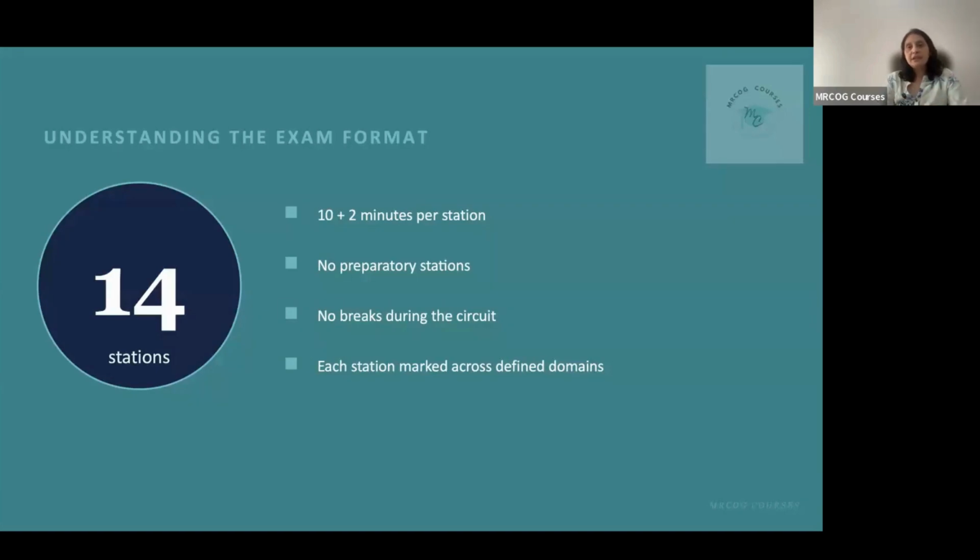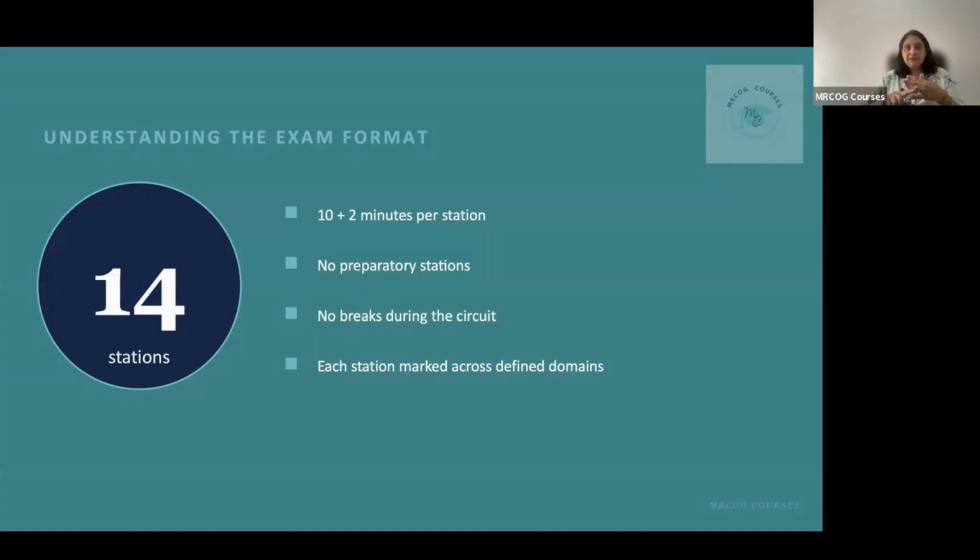Now, understanding the exam format, there are 14 stations, right? Every task you perform is one station. So one after another, it's 14. It's a complete circuit, right? So 10 plus 2 minutes per station. So 2 minutes of reading time and 10 minutes of performance. So first 2 minutes you read that station outside, and then next 10 minutes you are inside the station and you are performing. Okay. Now, how to allocate those 10 minutes effectively? That's what we are going to talk about.